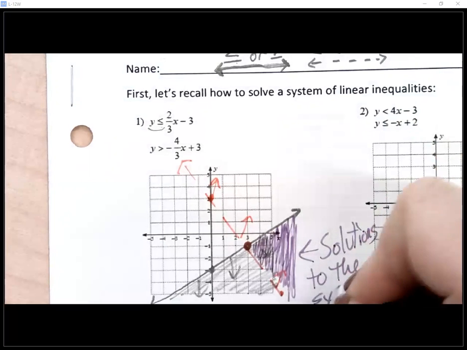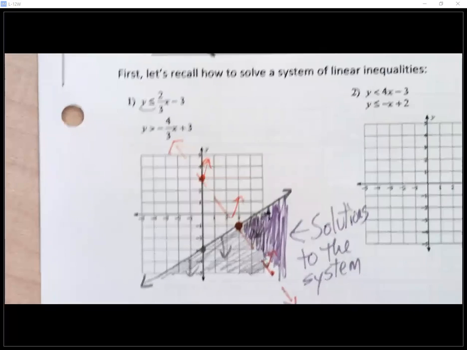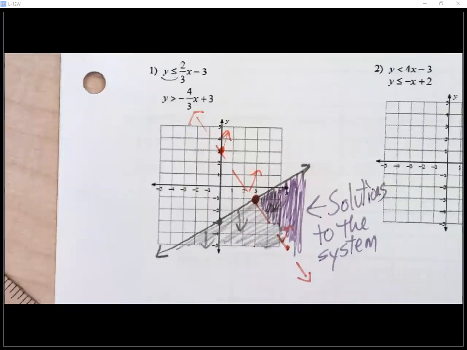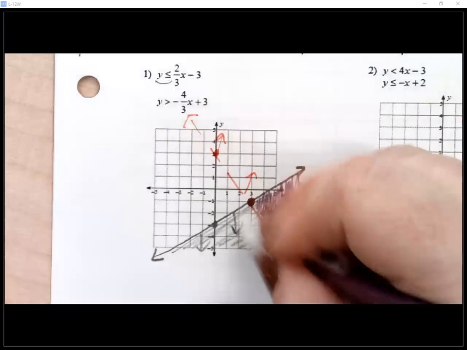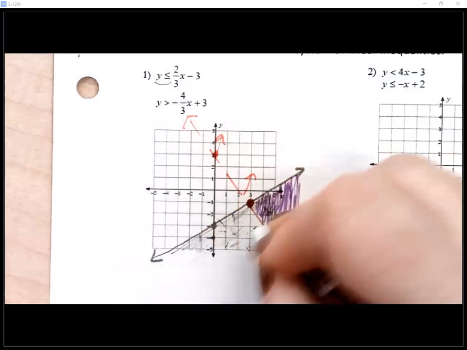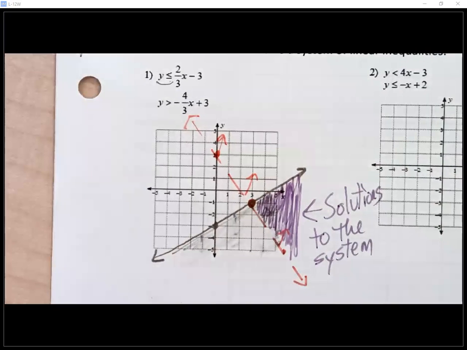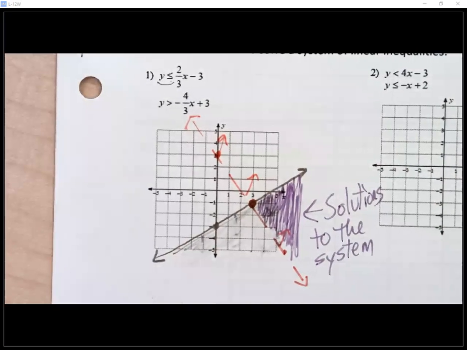So usually when I'm doing these, I don't even shade until I only shade in the one section that works for both of them. So normally I wouldn't have even shaded this part in. I just did it so you could see where I was going. Does this make sense? Do you remember this? It's somewhere in there. Okay.